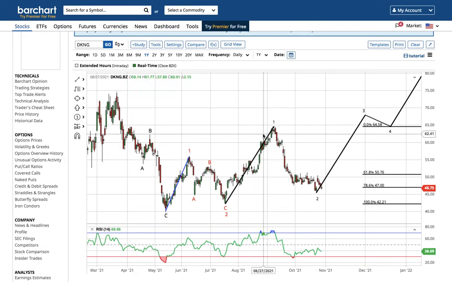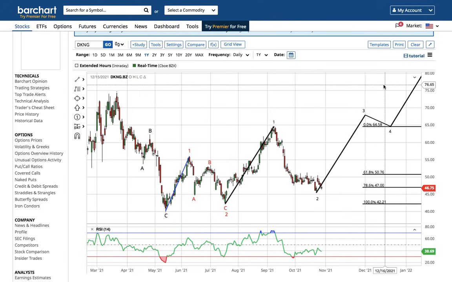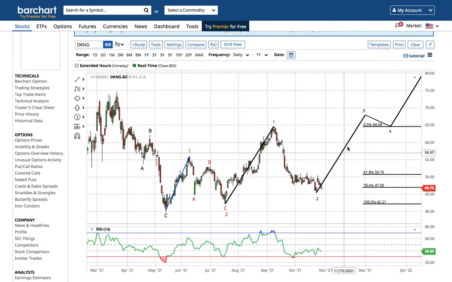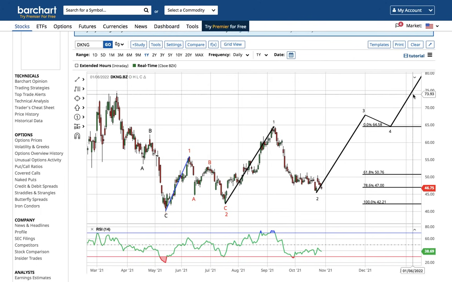So it's all about risk reward, and there's pretty great risk reward right now. If we're above 42 to 39, we can enter wave 3 of wave 3. That's going to take DraftKings to 67 in the next couple of months, before a shallow wave 4 correction and a wave 5 higher. Ultimately, waves 1, 2, 3, 4, and 5.